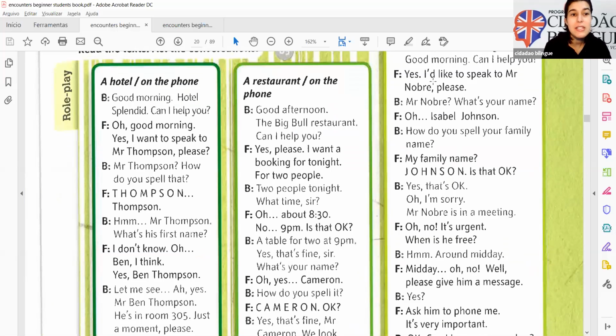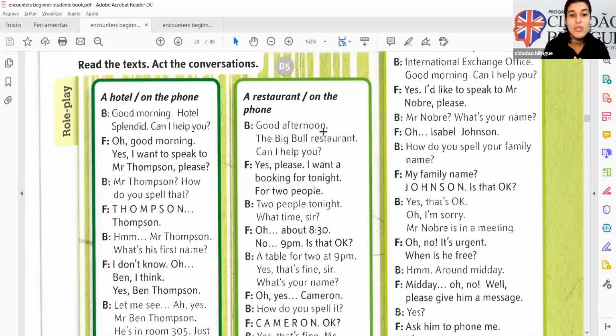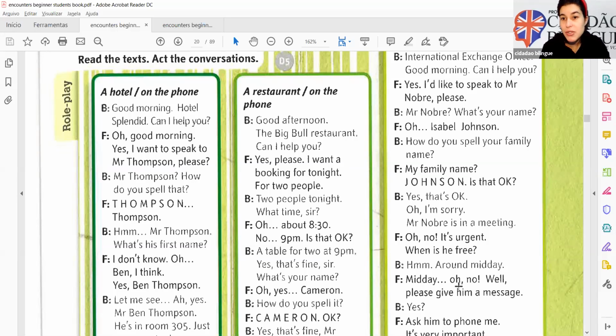And we have some role play right here, okay? But first, I want us to remember the things we saw when we worked with the alphabet and spelling, okay? So please remember the names of the letters, pay attention to the conversations we are going to act, okay? So, first, I'm going to ask Larissa and Bianca.